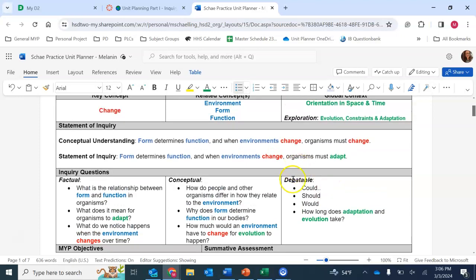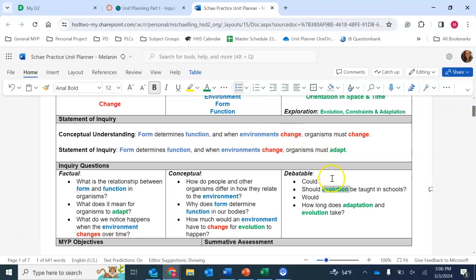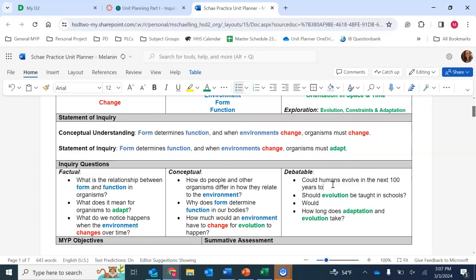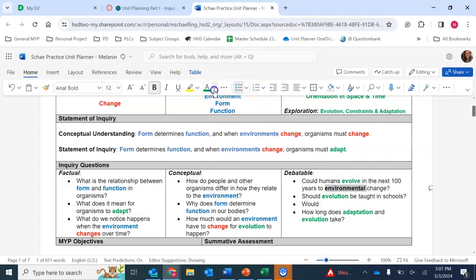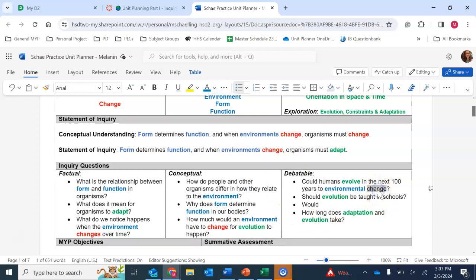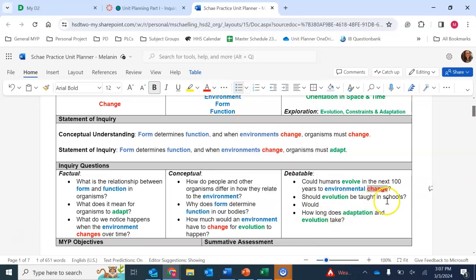I think one really hot topic for this is, should evolution be taught in schools? This is a hot topic question for sure. Could humans evolve in the next 100 years to environmental change? This is a good one if you're thinking about what's the future for people. It's always good to relate it to people. Right, should evolution be taught in schools?